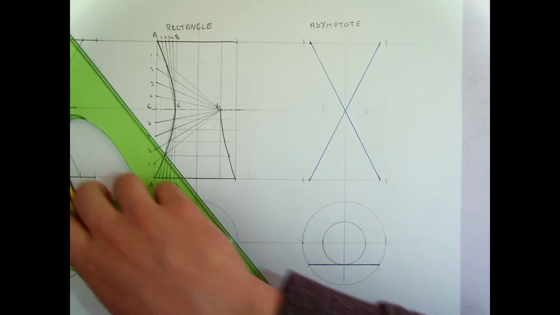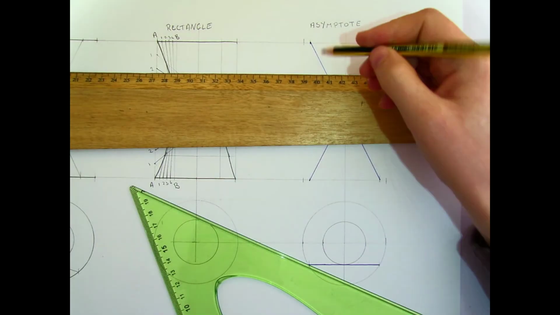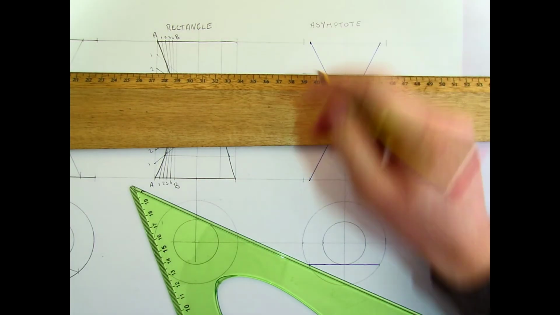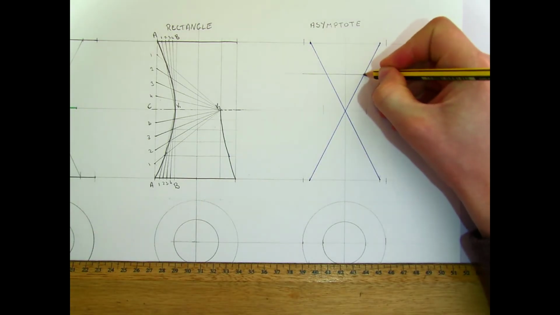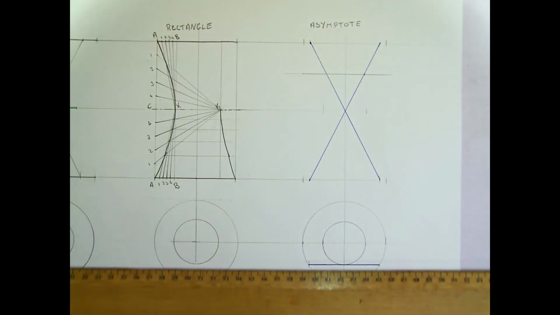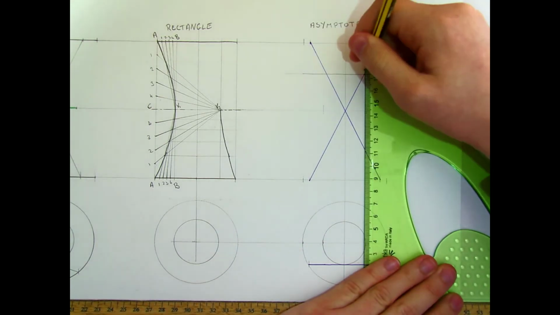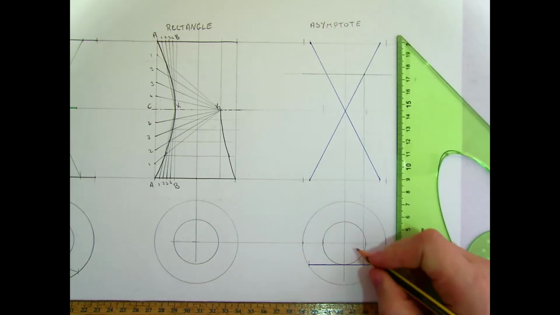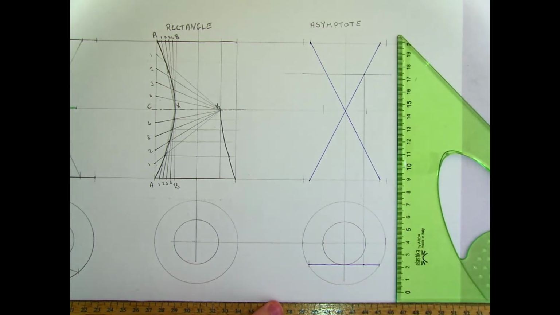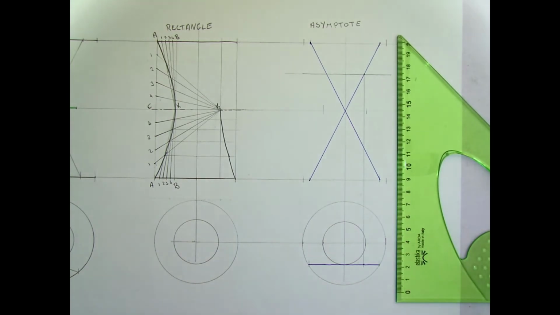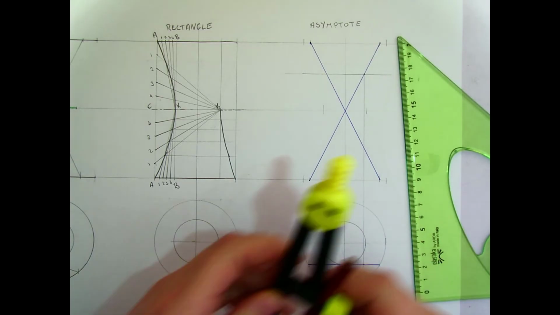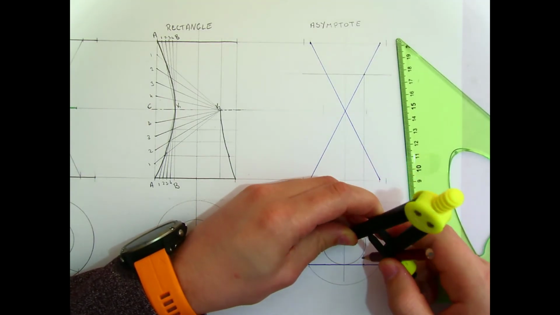So I'm going to take a horizontal cut section anywhere here. So I'm going to cut it here. I'm going to find where this point is down in plan. So it's going to be on the asymptote. So I'm going to project this line down, and it's on the asymptote. So that gives me that point there. I'm going to draw this circle. So the resulting cut section.